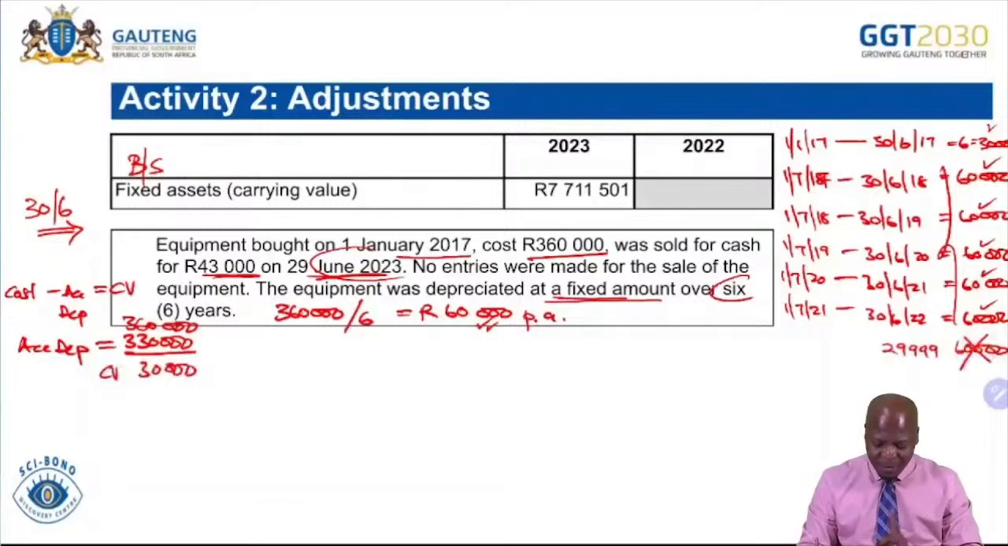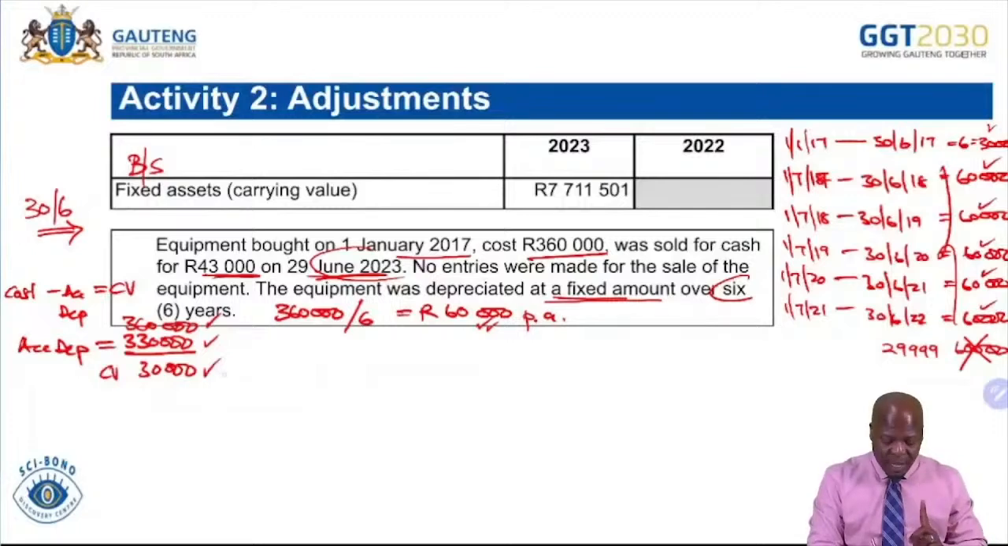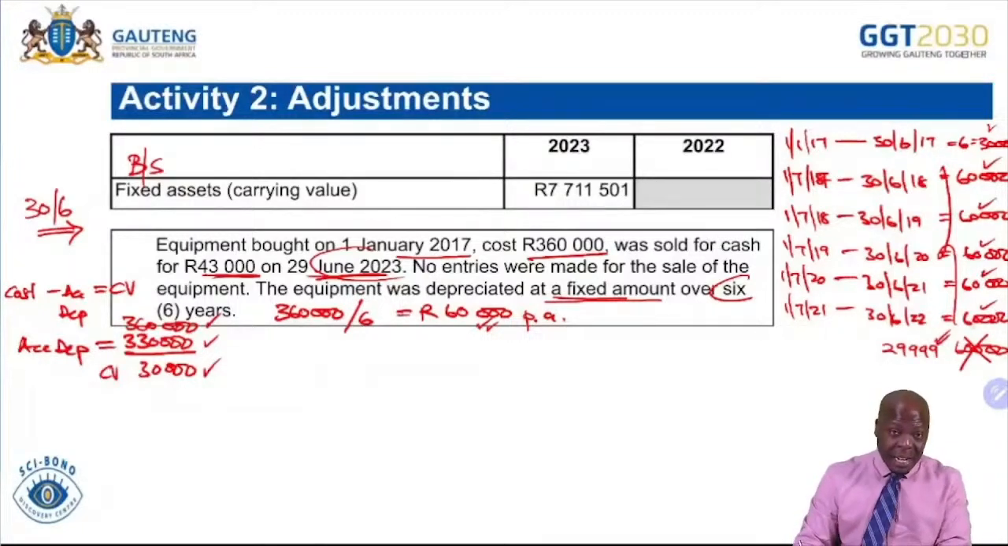When we sold it, it had a carrying value of 1 rand because we had 330, yet its cost was 360, so it had a carrying value of 30,000 at the beginning of the year. And therefore, we then realized that we can't lose the entire 30, we can't lose the 60, so we can only lose the 29,999. So we keep the 1 rand residual value.